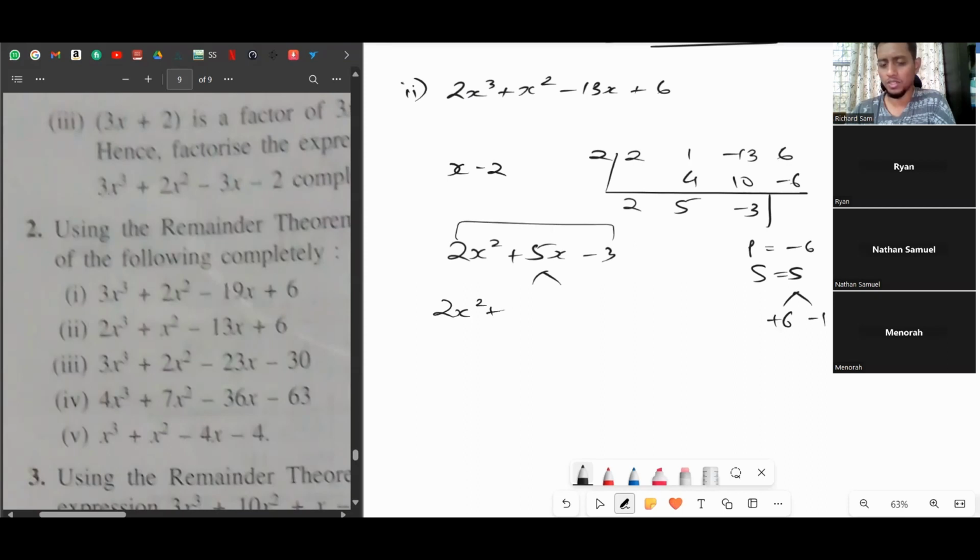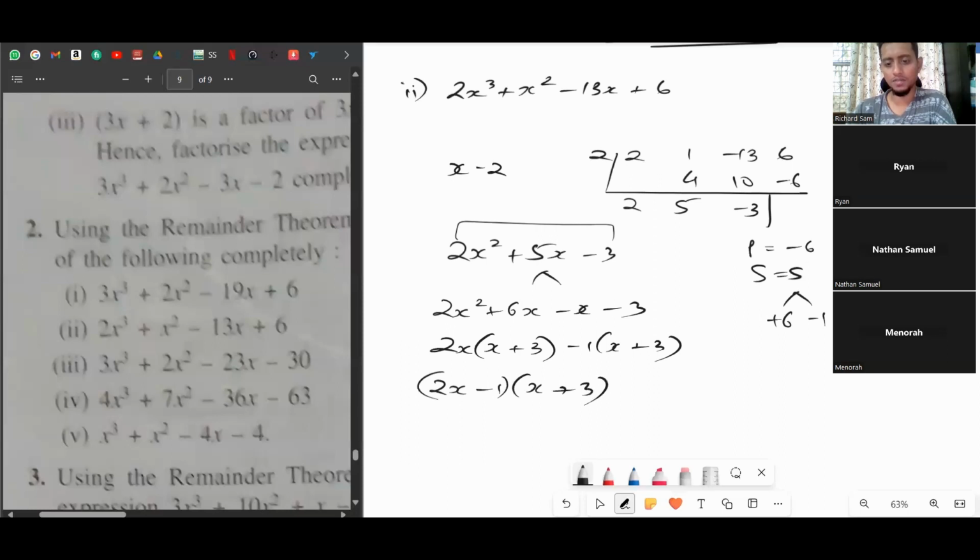So 2x square plus 6x minus x minus 3. That's 2x into x plus 3 minus 1 into x plus 3. So that's 2x minus 1 into x plus 3. And then the first one that you got is x minus 2. These are the three factors. We can write it in any order, because it's multiplication, no? Multiplication you can write in any order.